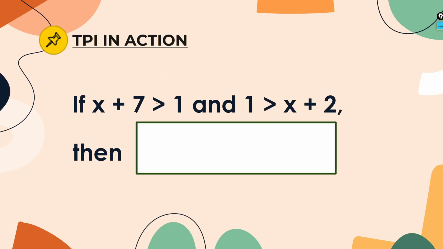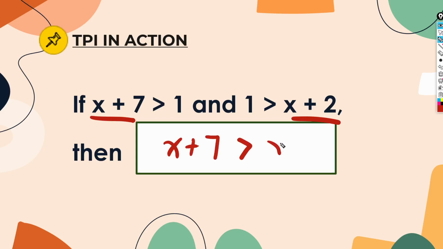Look, if x plus 7 is greater than 1 and 1 is greater than x plus 2, then dapat itong x plus 7 mas malaki sa x plus 2. In inequality form, that should be x plus 7 is greater than x plus 2. No, that is of course applying our TPI, transitive property of inequality. Okay? Next.